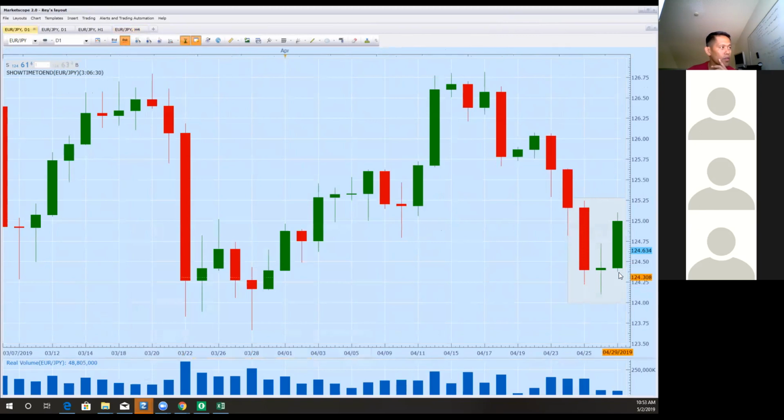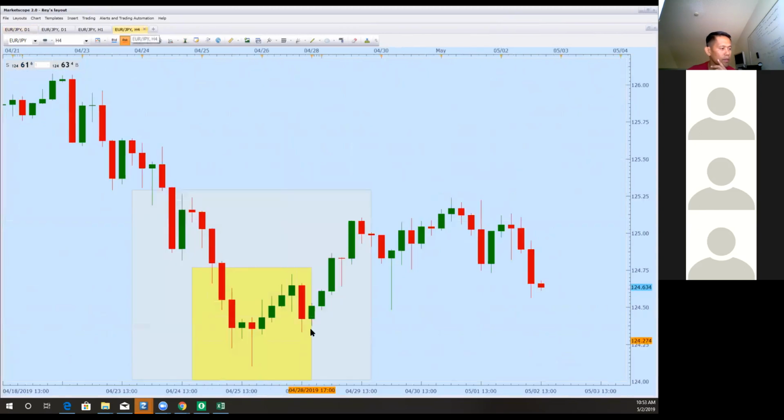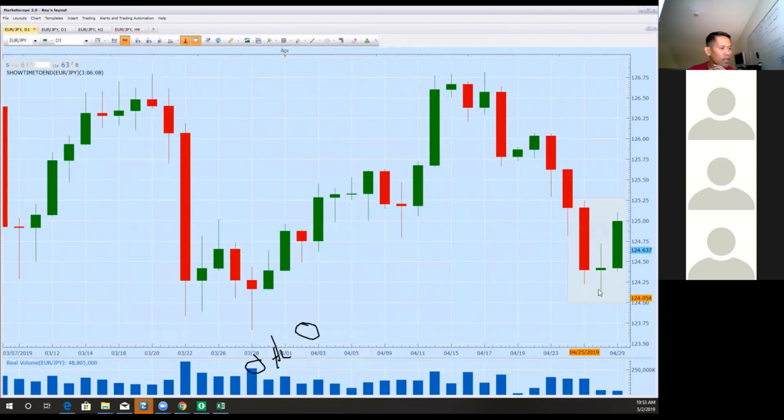So notice this higher low was formed based on this candle that created this higher low right here. Let me try it so you can see. Higher low is the same equivalence as this higher low. Okay, very important to know.